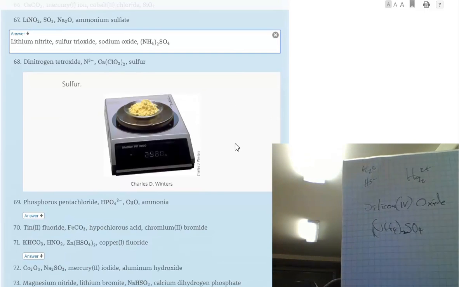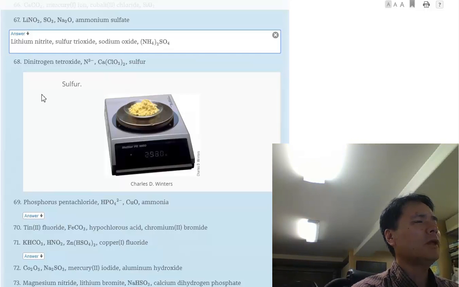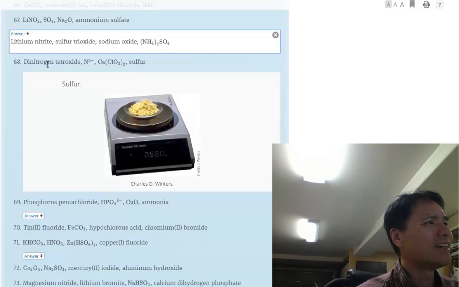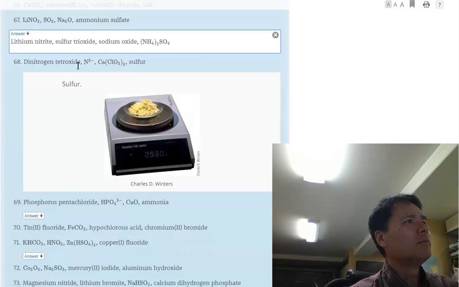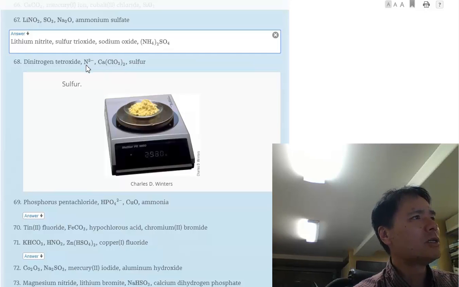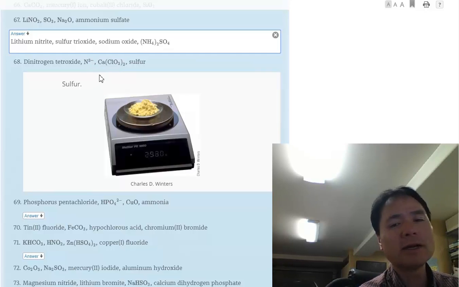Alright, moving on to number 68, dinitrogen tetroxide. Well, that's binary molecular. 2 nitrogens, 4 oxygens, so N2O4. N2O4 would be it. And then we go to a monatomic anion. Monatomic anions end in ide, like for example chloride, bromide, iodide, oxide. This would be nitride, N3 minus.